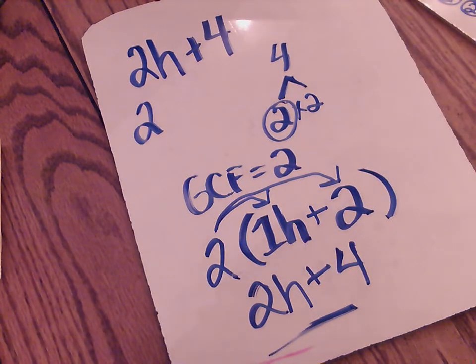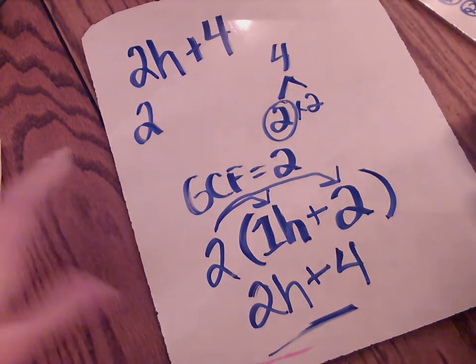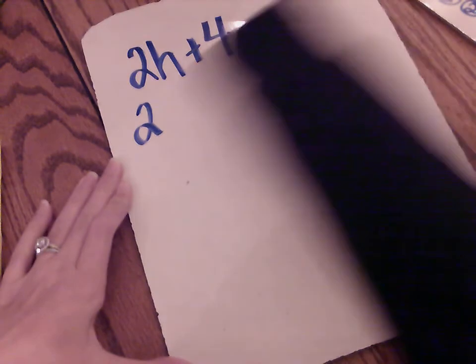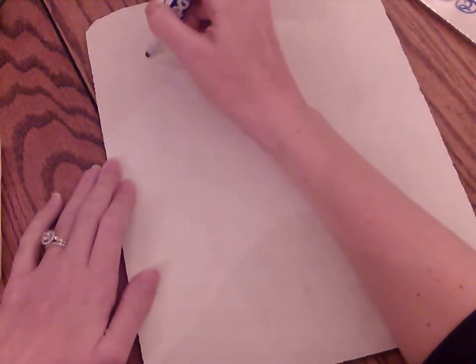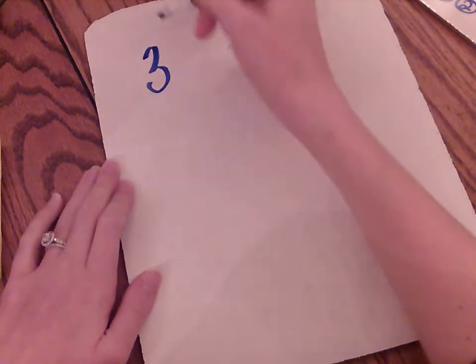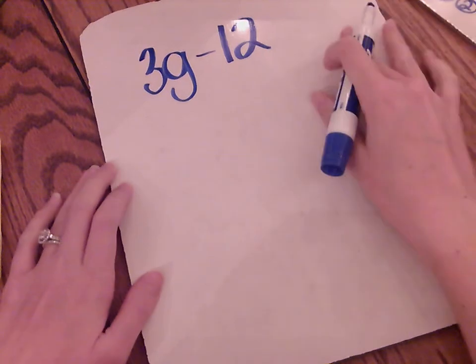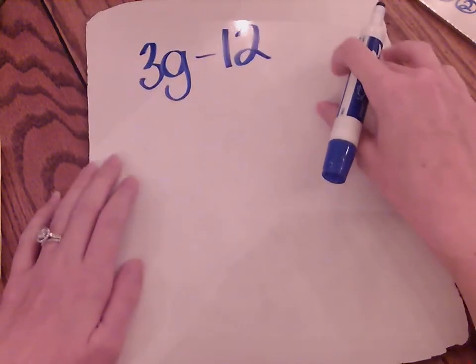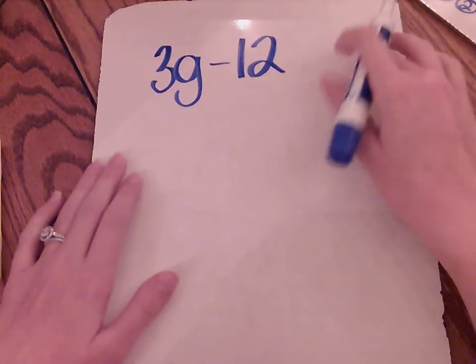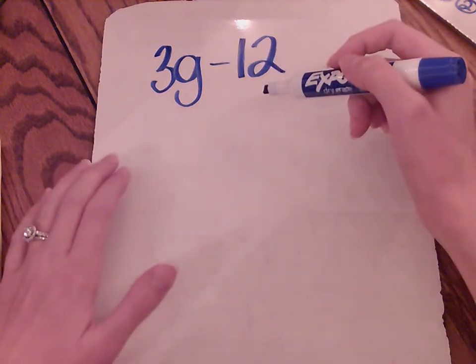Okay. Let's try one more before this video is over, just so you can see it again. We're going to keep doing this, so don't worry if you're not quite sure about what I'm doing here. We're going to keep practicing this next week. So let's say we're given 3g minus 12. Okay. Again, you're asked to factor out and use the distributive property to rewrite this expression.